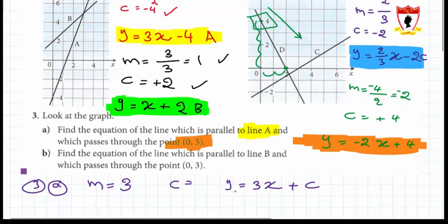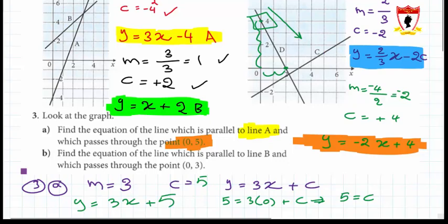Then here, x is 0, y is 5. So 5 equals 3 times 0 plus c. 3 times 0 is just 0. Then you see 5 is equal to c. We got the value of c. Now we can write the equation: y equals 3x plus 5. This is the equation of the line which is parallel to line A and passes through 0, 5.